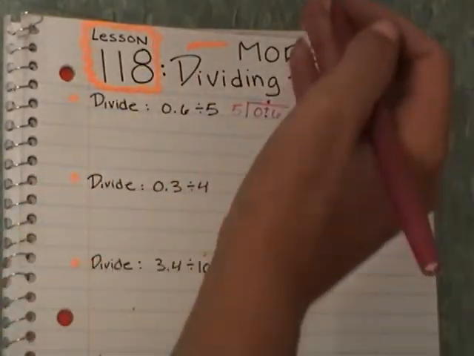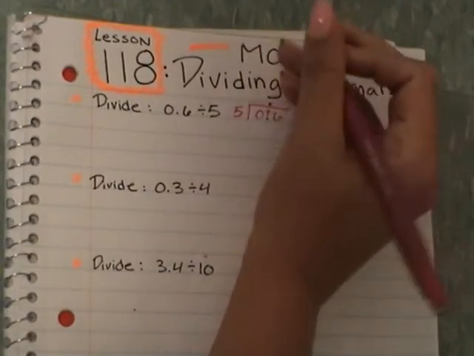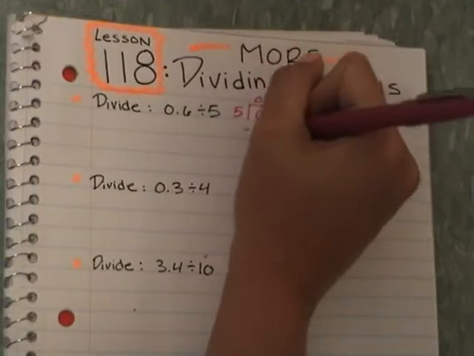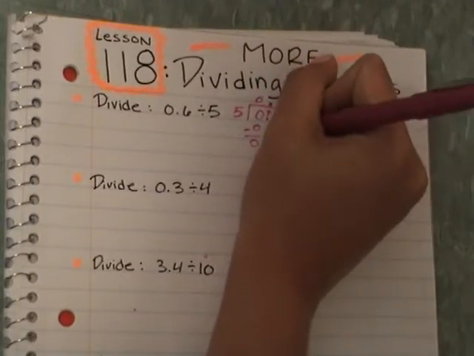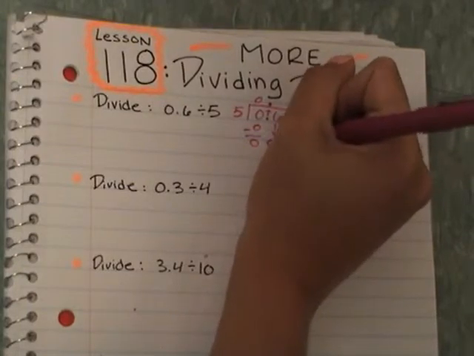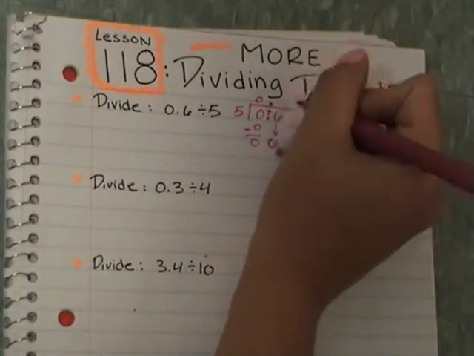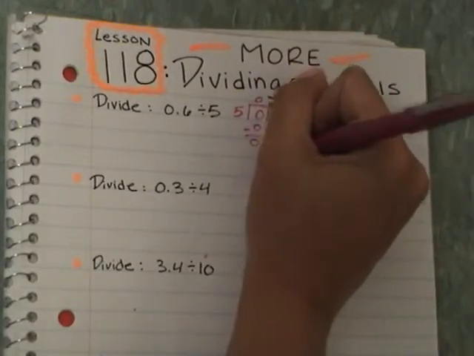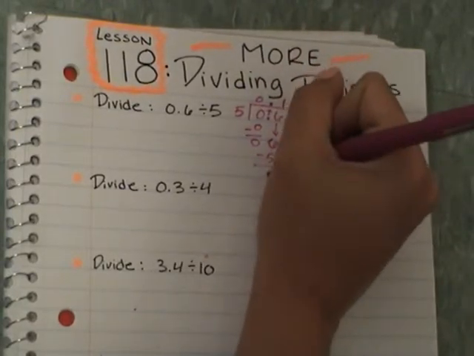Alright, so here we go. 5 goes into 0, 0 times 5 is 0. Subtract, I have 0. Bring down my next number, my 6. 5 goes into 6. Sorry, my pen's not very dark. 5 goes into 6 one time. 1 times 5 is 5. When we subtract, we have 1.